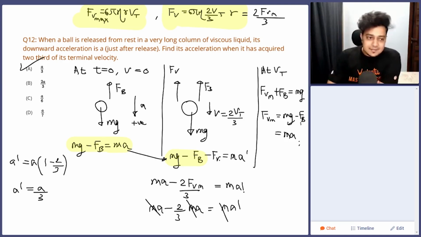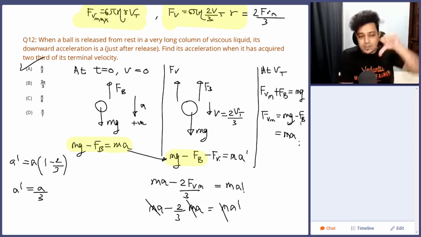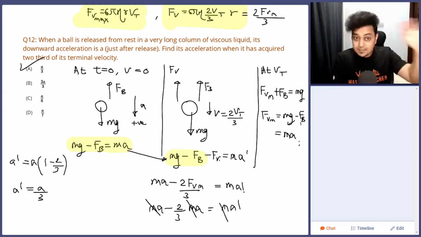So pay attention, interesting wording of the question. I will quickly summarize this question. Full attention on the screen. What is happening now? A ball is released from rest, and there is a very long liquid column. In this long liquid column, the ball is falling down, and its acceleration just after the release is said to be A. So for that case, we will draw the diagram just after the release. There is no viscous force because it is just released, so no velocity, no viscous force. Buoyant force will be upward, weight will be downward. So the resultant of these two will be equal to ma. This is at the beginning.